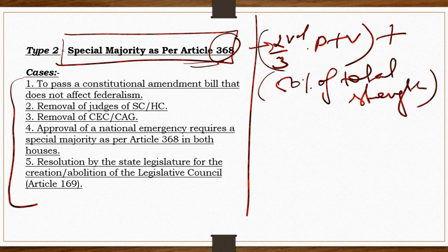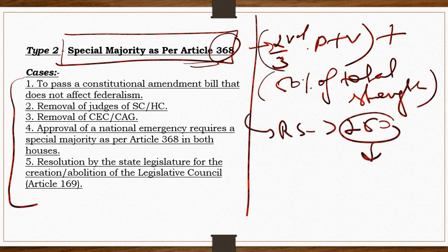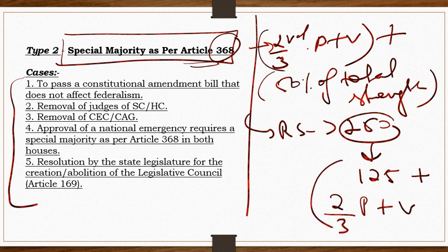Now suppose in Rajya Sabha we have 250 members. So 50% of this is 125. So in 125 we will add the 2/3 of the members who are present and voting. So this is how we calculate the special majority as per the Article 368.